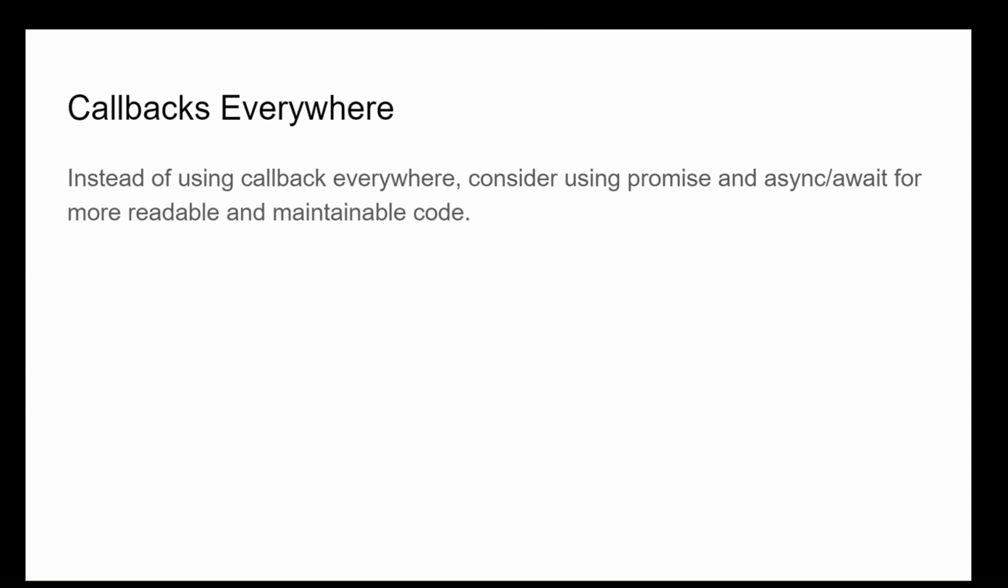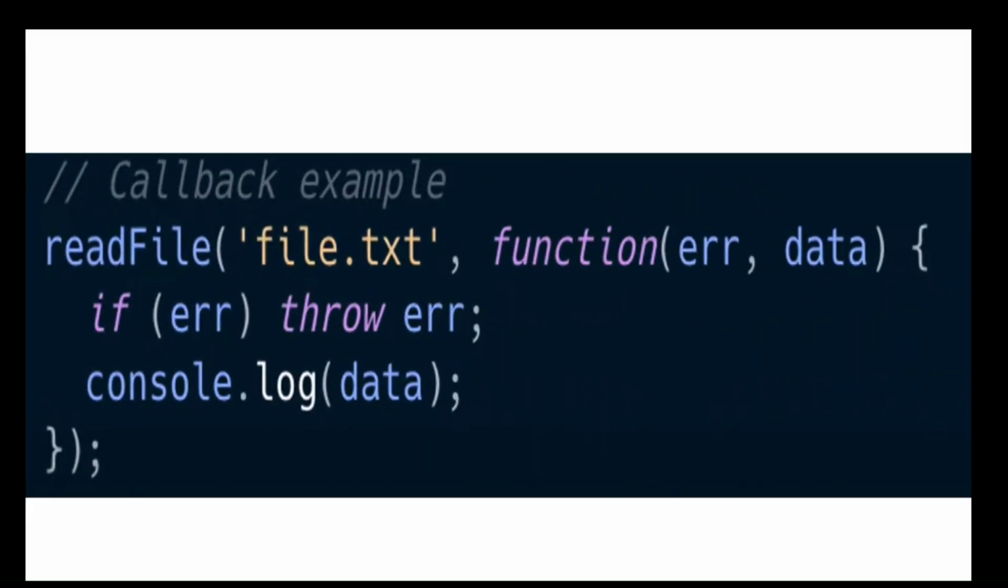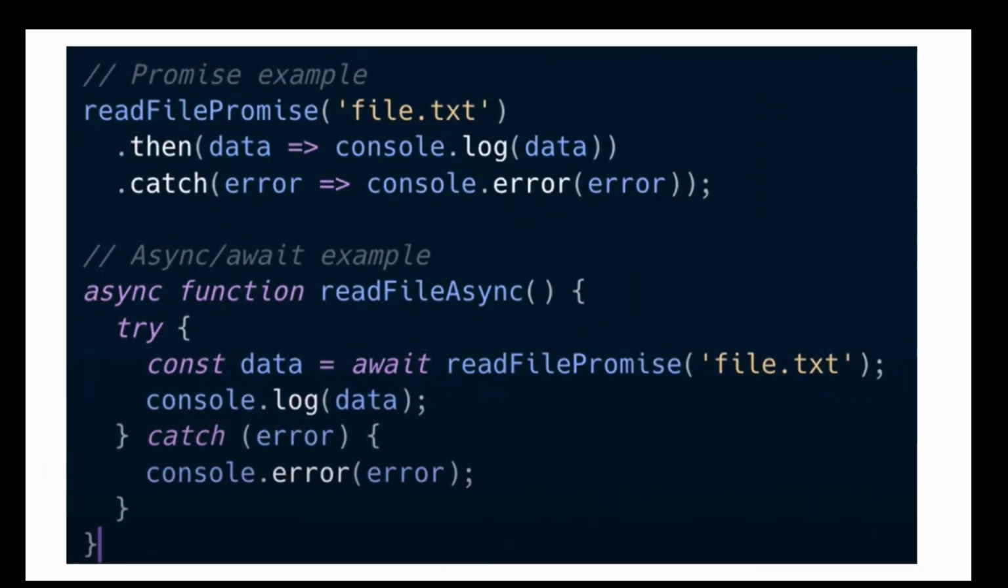Instead of using callbacks everywhere, consider using promises and async await for more readable and maintainable code. Example of callback: in this example, they are reading a file using readFile with a callback. The same thing we can do with promises and async await. Using async await improves the readability and flow of code.